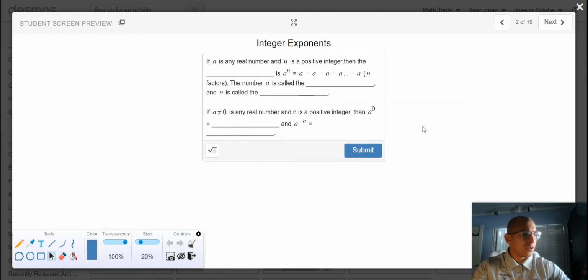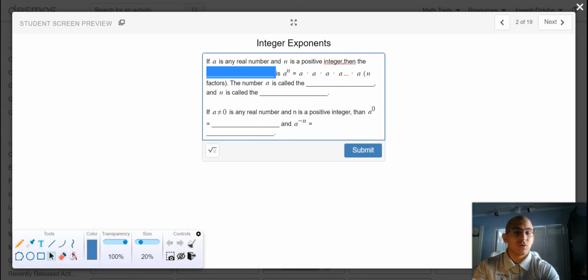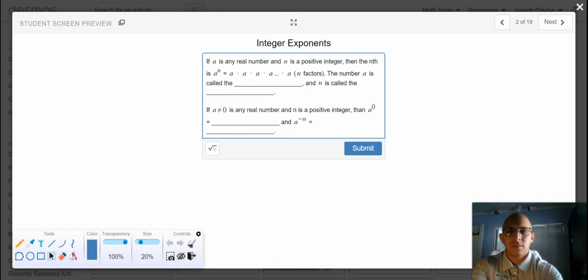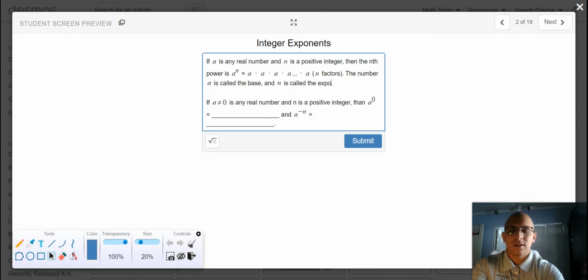In this instance, we have a little bit of vocabulary. You can also use the vocab here to create your definitions. If a is any real number and n is a positive integer, then the nth power, a to the n, equals a times a times a times a times dot dot dot times a. The number a is called the base, and n is called the exponent.